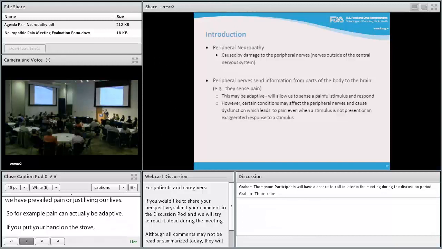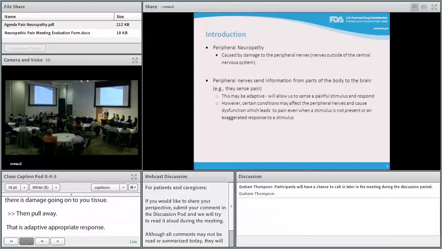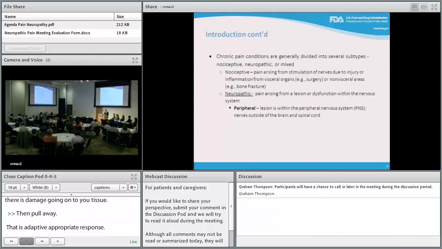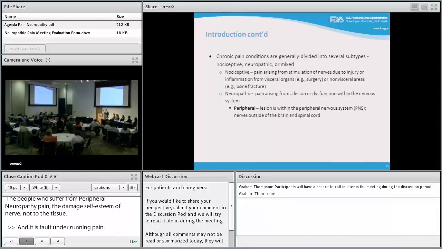But for people who suffer from peripheral neuropathic pain, the damage itself is to the nerve, not to that tissue. And it falls underneath chronic pain. And chronic pain is exactly how it sounds. It's been going on for a specific period of time. And we divide it into different descriptors.